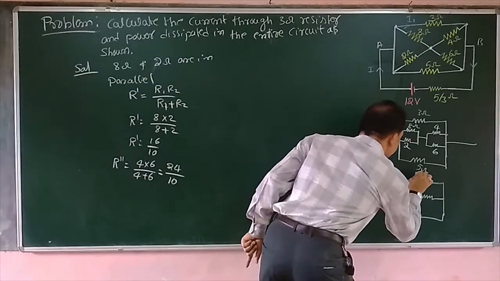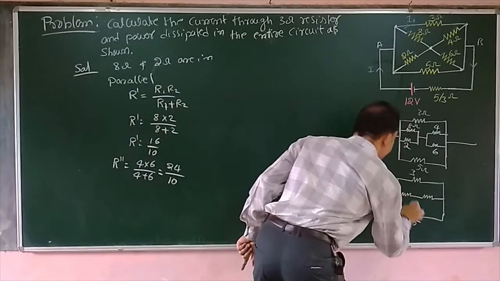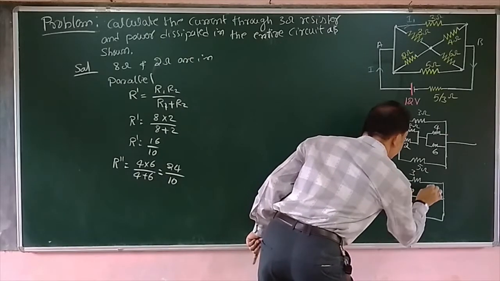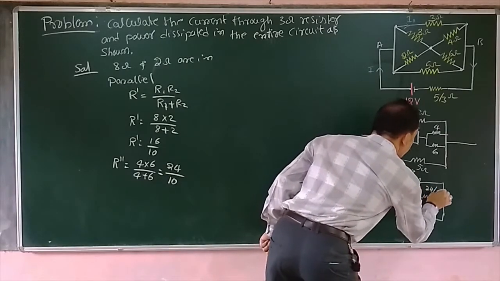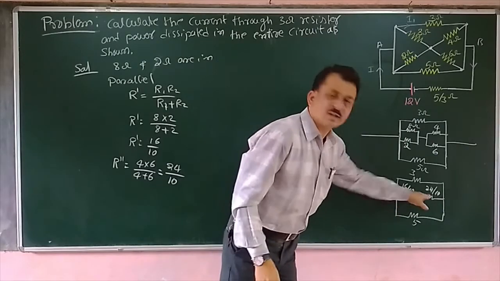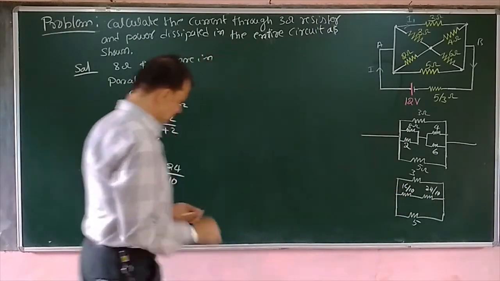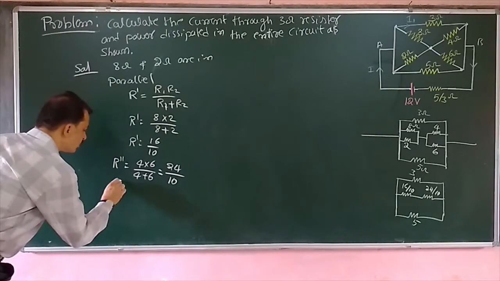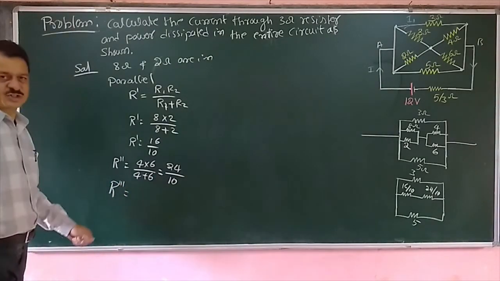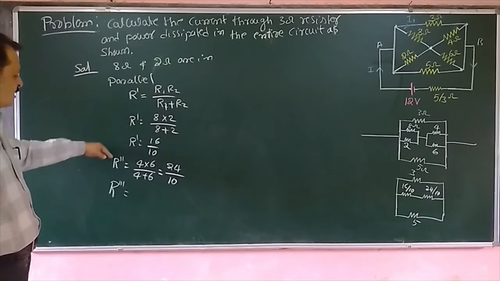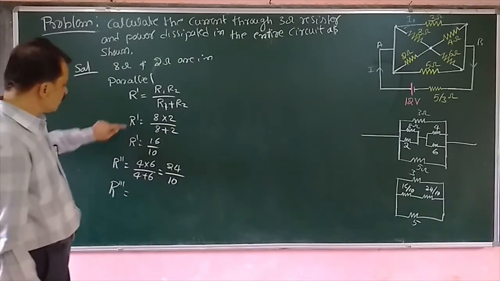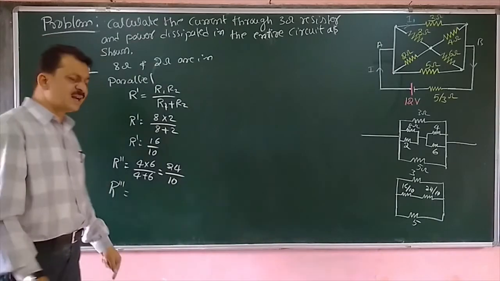This is 3 and this one is 5. This is 16 by 10. This one is 24 by 10. Now these two resistors are in series. Therefore their equivalent is R triple dash. R dash, R double dash, R triple dash is what we have taken. If it is convenient for you, you can also call them R1, R2, R3.